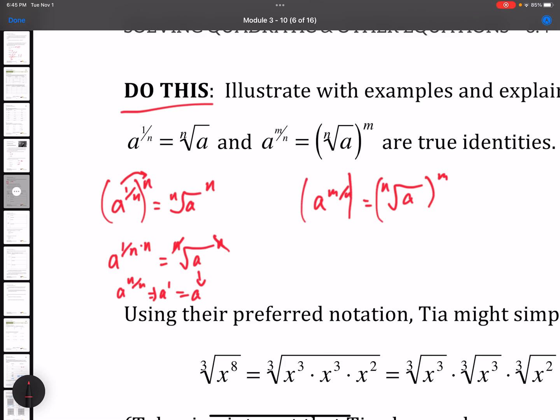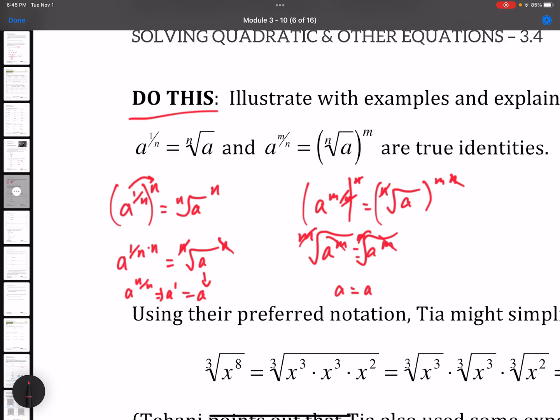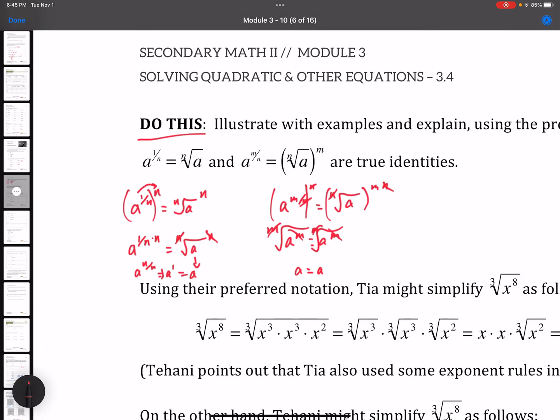Now, if I were to raise each of these to the nth power again, those cancel. This cancels with that one, and I would get a to the m is equal to a to the m. If I wanted to take it one step further, I could also take the mth root of both of these, and I get a is equal to a. So there are two ways that I could state, using those properties, that these are true identities.